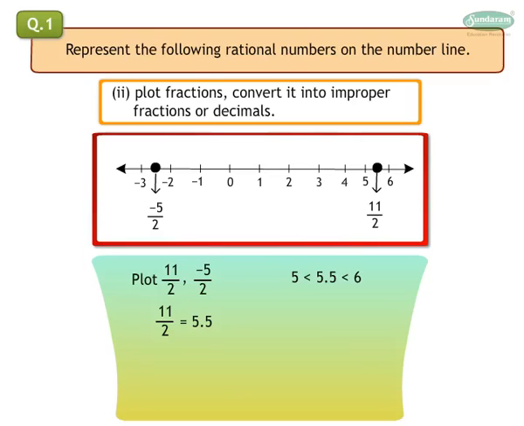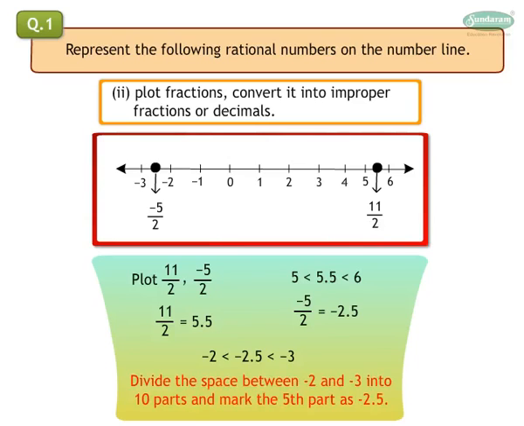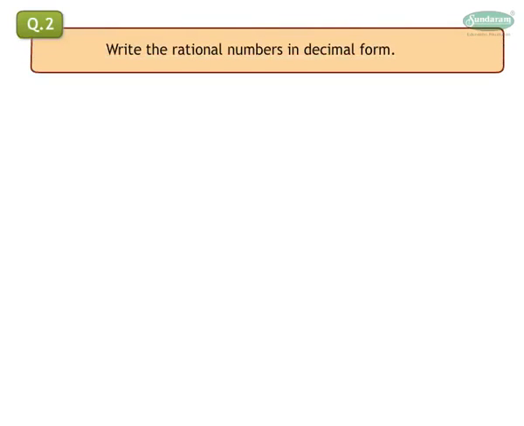Step 4. Similarly, following step 1 and 2, let us plot -5 upon 2, which is equal to -2.5. Step 5. Now since -5 upon 2 is equal to -2.5, it will lie between -2 and -3. Hence, divide the space between -2 and -3 into 10 parts using a ruler, and then mark the fifth part as -2.5.